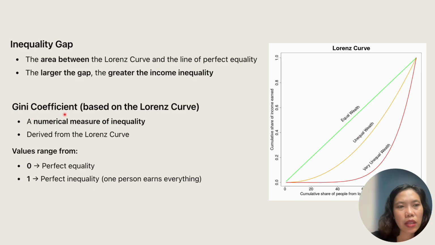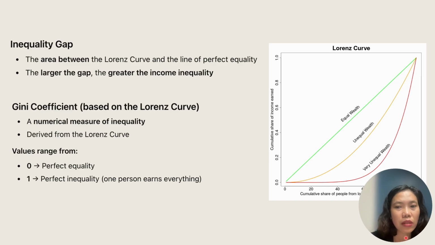So, what is a Gini coefficient? It is a numerical measure of inequality, derived from the Lorenz curve. It ranges from 0 to 1, or sometimes is written as 0 to 100. 0 is the perfect equality, where everyone has exactly the same income. And 1 is the perfect inequality, where one person has all the income and everyone else has none. So a higher Gini means more inequality.